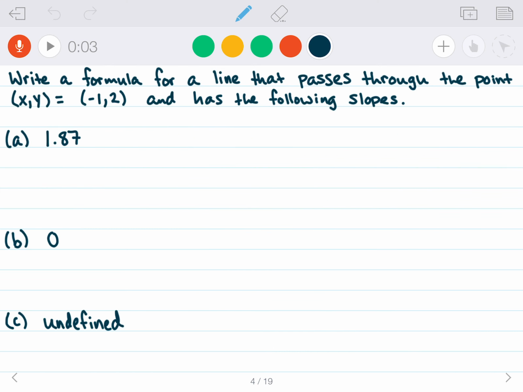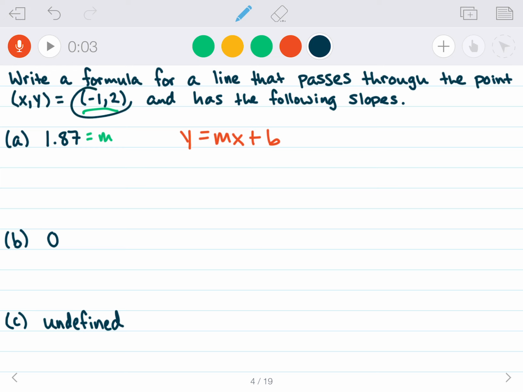All right, so let's write a formula for a line that passes through this given point and has the following slopes. So the first one, our slope is 1.87, kind of a weird number, but it's still a number, so we can use our generic formula y equals mx plus b. And what we're going to do is we're going to plug in x, y, and m like we usually do and solve for b.